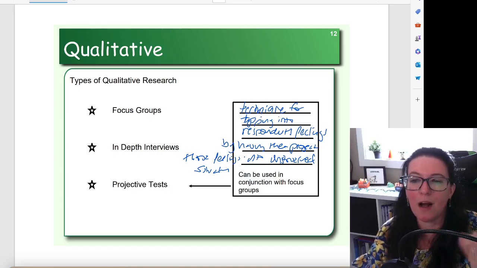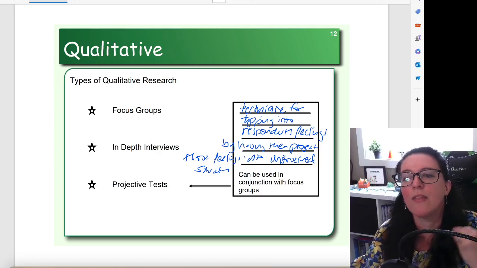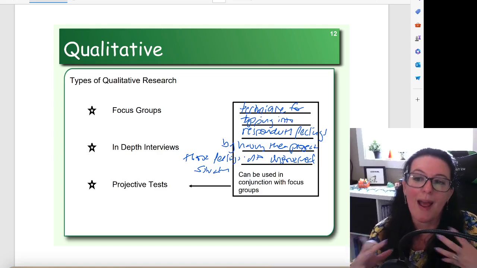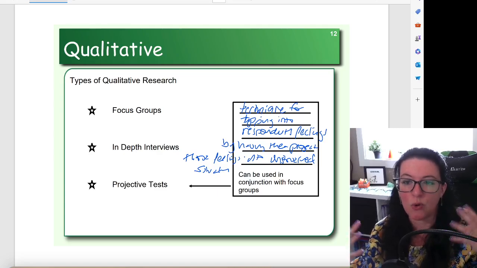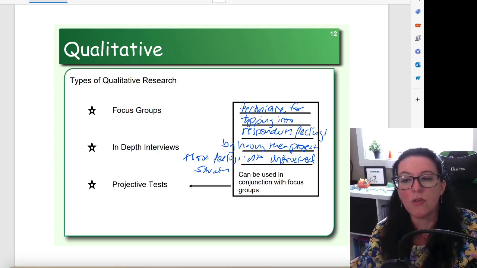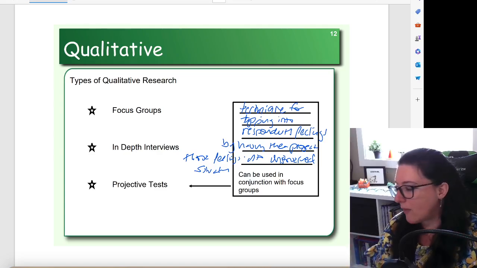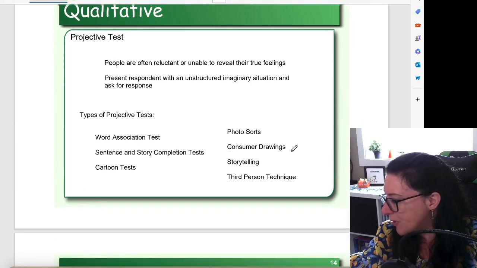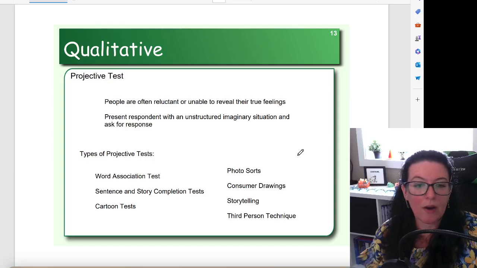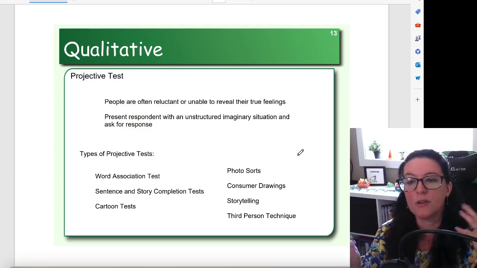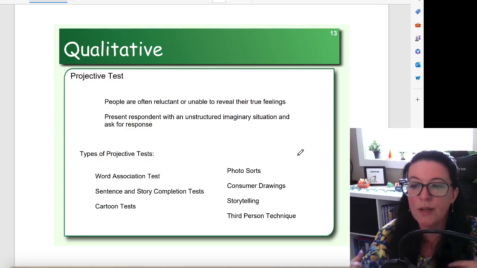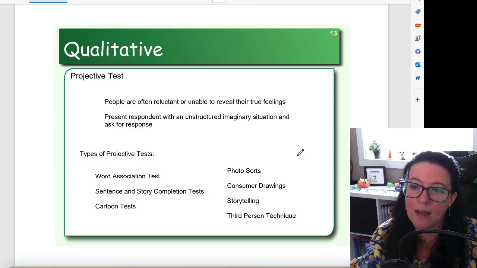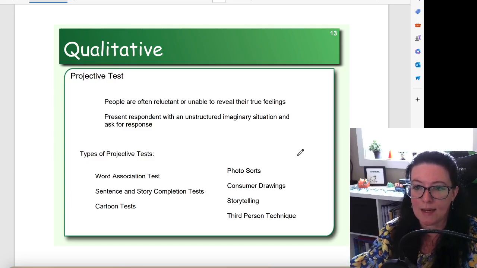And by having it be an unstructured situation, that allows the participant to go in the direction they want to go and to read into that image or whatever they're projecting on to the depth and the amount that they are safe doing. So let's look at some examples of projective tests. There are word association, sentence and story completion, cartoons, photo sorts, drawings, storytelling, and other third-person techniques.